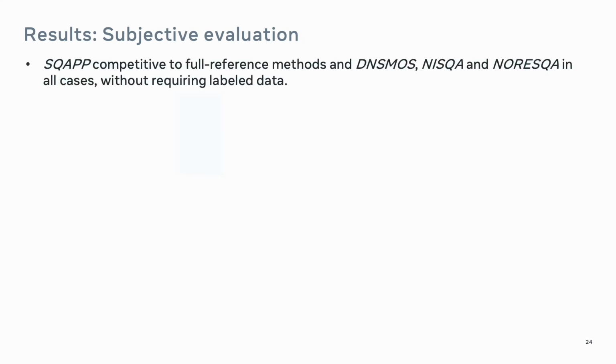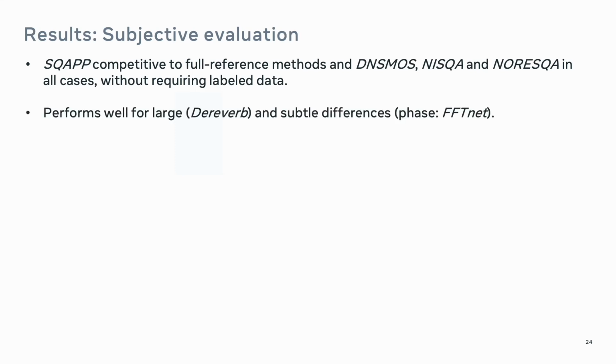First, we observe that SQAPP is comparable to full reference methods, including PESQ and CDPAM, as well as no reference models, including DNS-MOS, NISQA, and NORESQA in all cases, even without requiring any access to label data, which suggests its usefulness in these MOS prediction tasks.